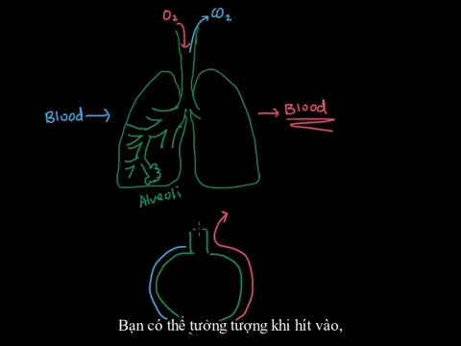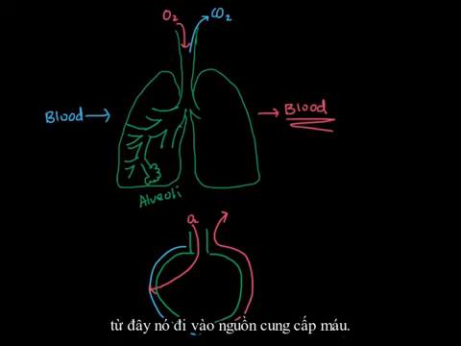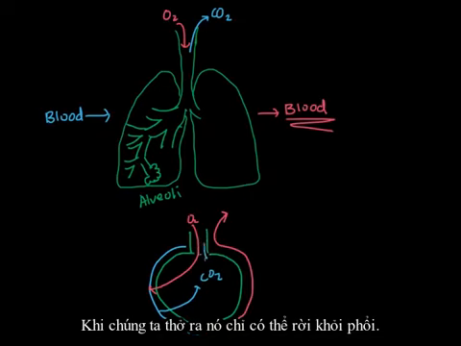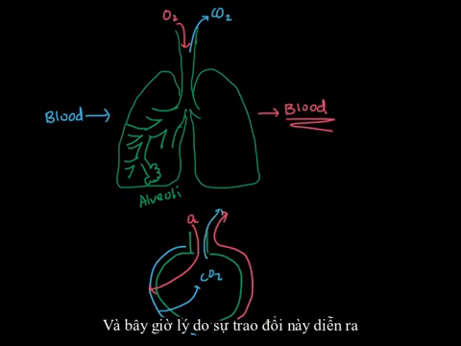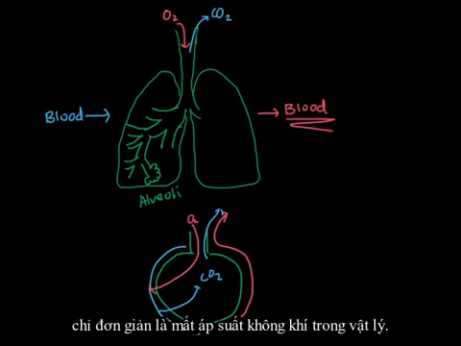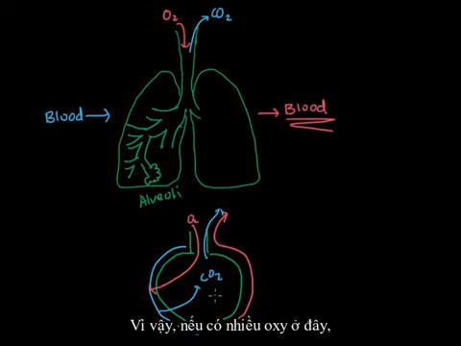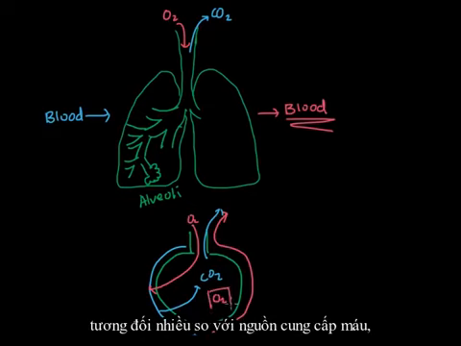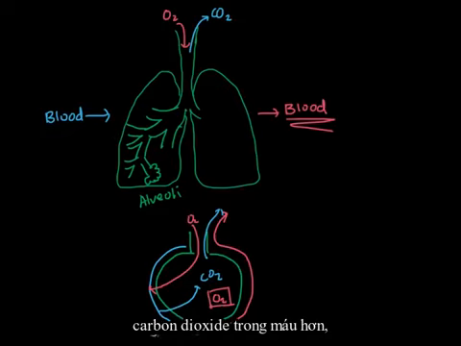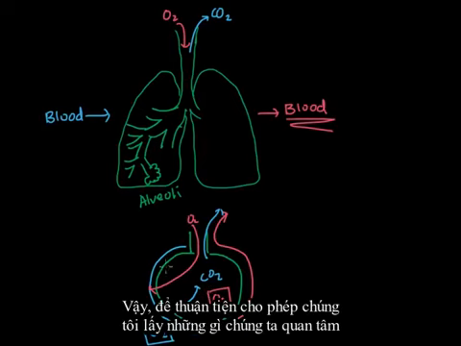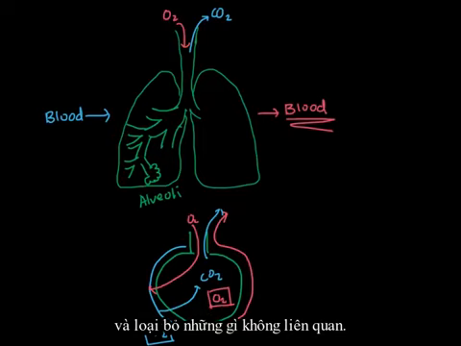You can think of it as you inhale, oxygen goes in, from here goes to the blood supply. And as you exhale, the carbon dioxide is going the opposite way. And when you exhale, it can just leave the lungs. And now the reason this exchange takes place is just the simple laws of air pressure in physics. So if there's more oxygen in here, relatively more compared to the blood supply, then the oxygen wants to escape to the blood supply. And if there's relatively more carbon dioxide in the blood, then it also wants to escape to where there's less of it, which is into the air sac. So conveniently, this allows us to take what we want and get rid of what we don't want anymore.